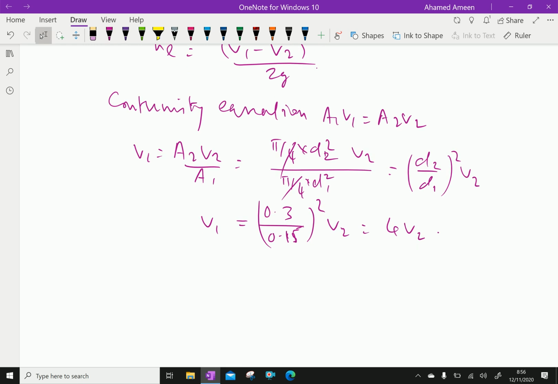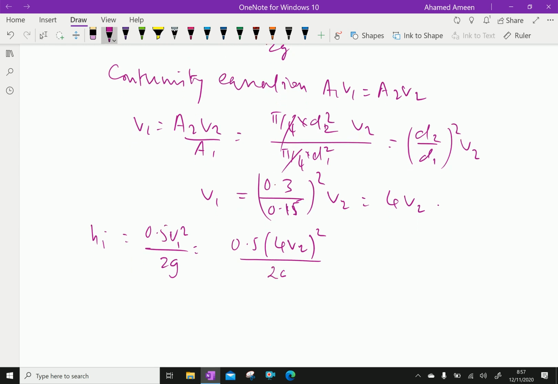Now substituting this V1 value in hi equal 0.5 V1 squared by 2g, which is equal 0.5 into 4V2 whole squared by 2g, because V1 equal 4V2. Here 4 squared is 16, divided by 2 is 8, into 0.5 is 4, therefore hi equals 4 V2 squared by 2g.